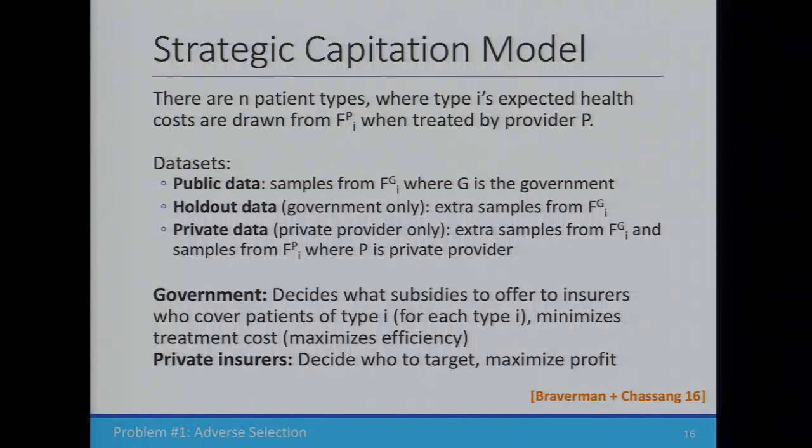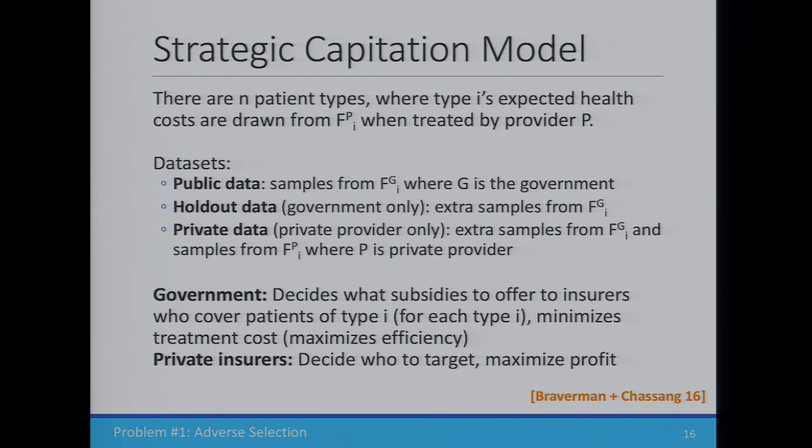Okay, so our two players are the government and the private insurers. The government needs to decide what subsidies to offer the patients, and they want to minimize the treatment costs. They want to maximize their efficiency. So they really only want insurer A to cover the patient if it's actually cheaper for insurer A to cover the patient than the government. They don't want to pay insurer A too much, but their primary objective is to make sure that whoever it is efficient to cover the patient covers the patient, since different providers have different strengths.